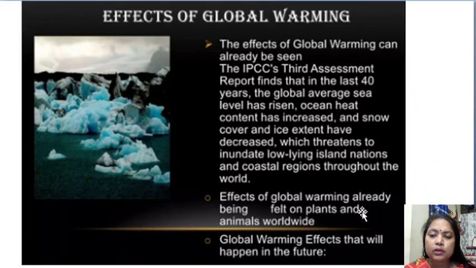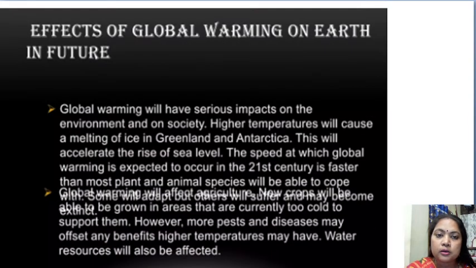So the effects of global warming are already being felt on plants and animals worldwide. Okay, so plants and animals also suffer from this global warming phenomenon. Some plant species disappear from the earth's surface, and due to the increase in temperature, the yield of some plants is also reducing. Then global warming also affects what will happen in the future. It will have serious impact on the environment and on society, we can say, directly or indirectly.